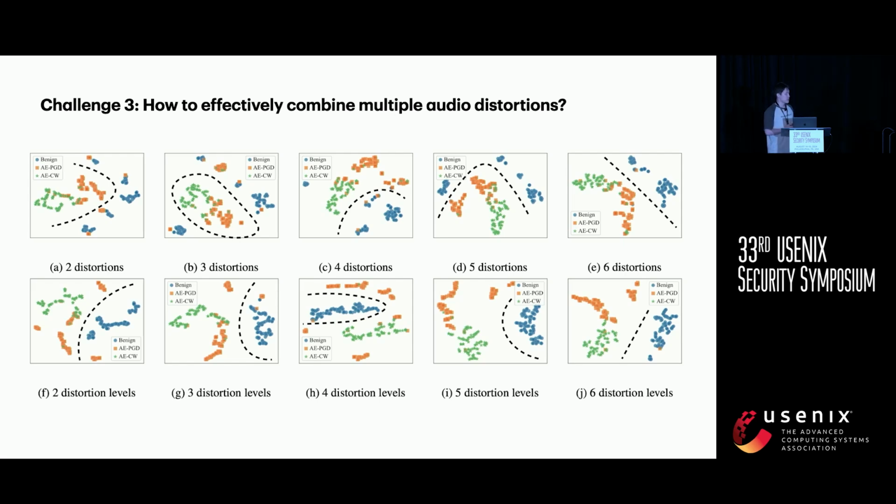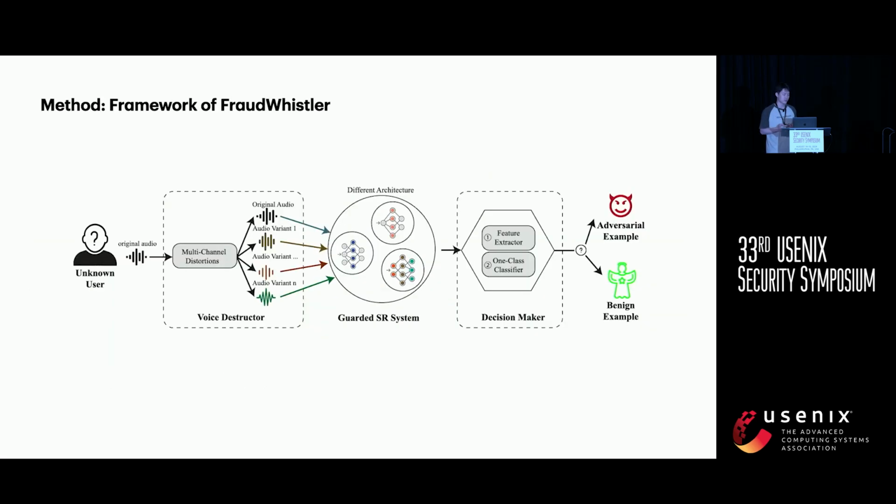To explore this question, we employ different combinations of distortion techniques to classify the benign samples and adversary examples and visualize the results using the TSA method. We found that more distortion techniques contribute to creating a more accurate and simpler decision boundary, and more parameter settings for one specific distortion also improve the classification results.